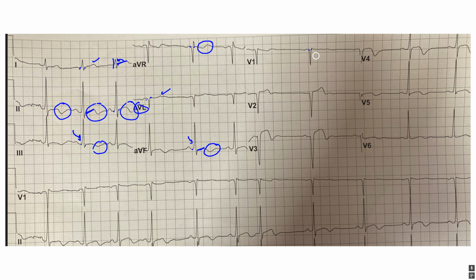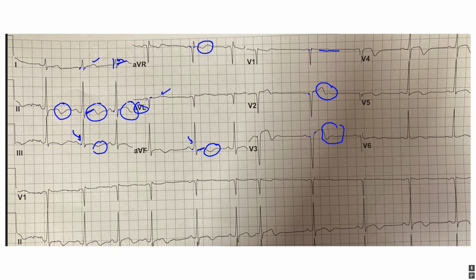V1, no real J-point deviation, flat T wave, which is non-specific. Here in V2, I am seeing 1 millimeter of J-point deviation, again with this biphasic T wave. Down here in lead 3, I am seeing approximately 2.5 to 3 millimeters of J-point deviation with the biphasic T wave. Is this a STEMI?